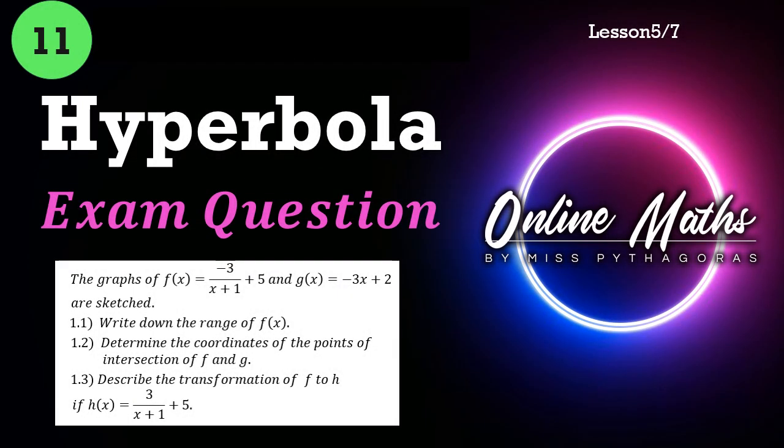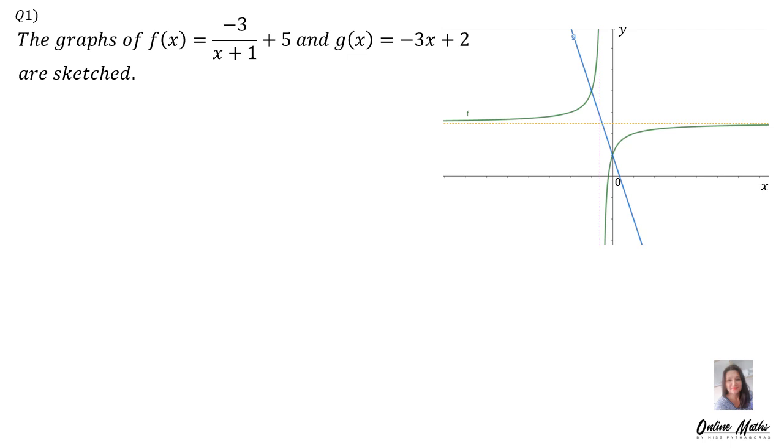Hello everybody. In this lesson I will discuss a typical question that you can expect in the exam on hyperbolas. The first question. The graphs of f of x is equal to minus 3 over x plus 1, plus 5, and g of x is equal to negative 3x plus 2 are sketched. And then you can see the hyperbola is f, that's the green graph, and the blue one is g, the straight line. Here's the question.